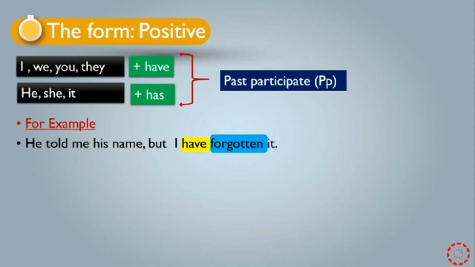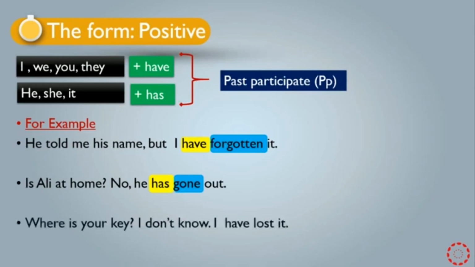I have forgotten it. So it means he told me his name, but I have forgotten. So in the past he told me his name, but now I have forgotten. I don't remember his name. Another example: someone asked, is Ali at home? Someone is responding, no, he has gone out. He has gone out. As you see, why do I use has? Because our subject is he, and after has, the verb should be in past participle, which is gone. Gone is the past participle of go. So go, went, gone. So you have to be careful about this form.